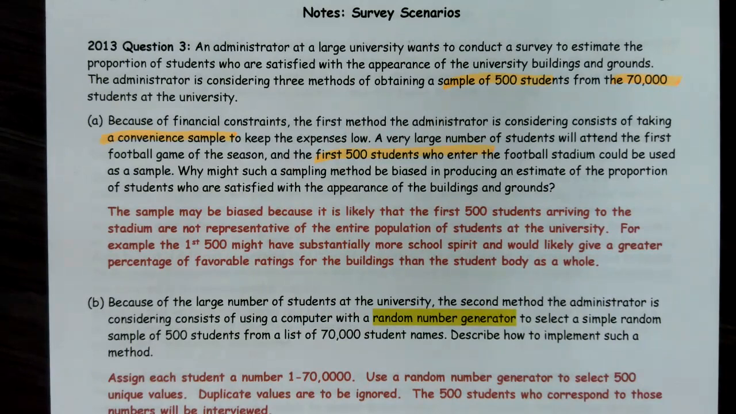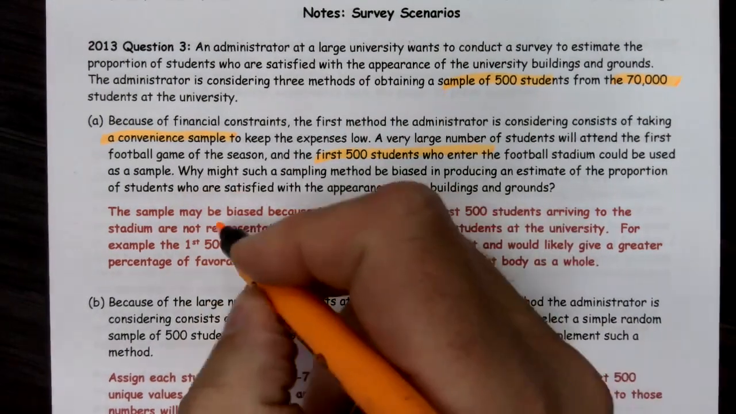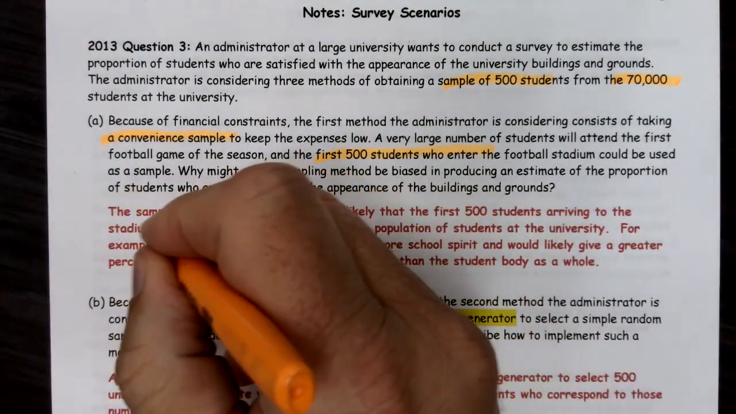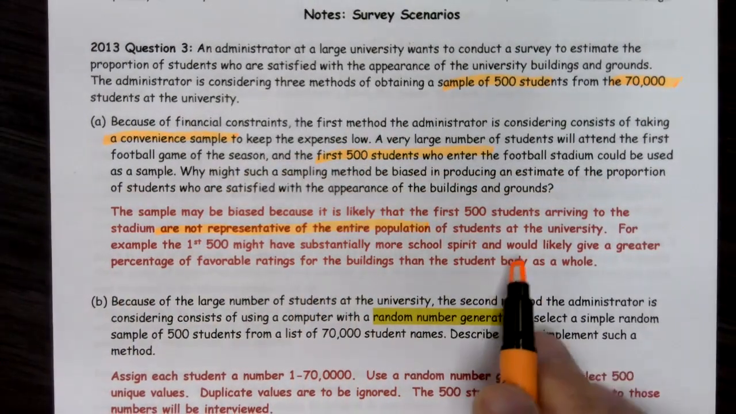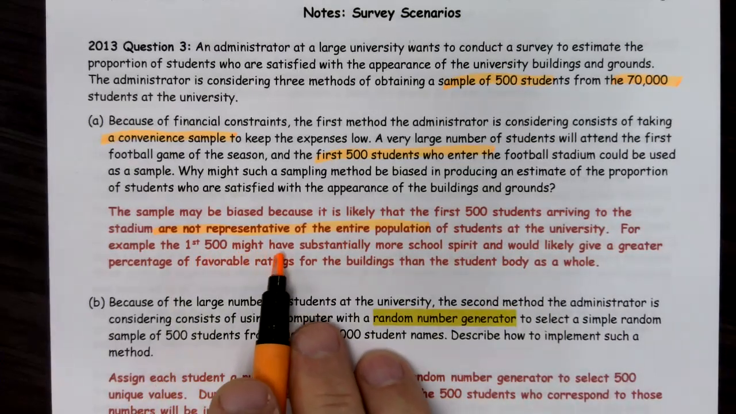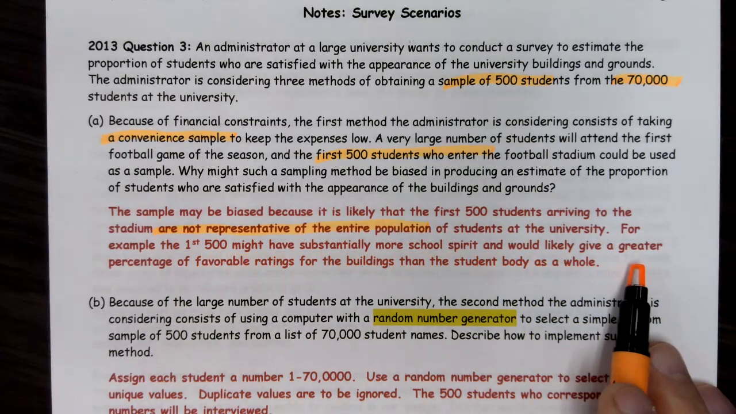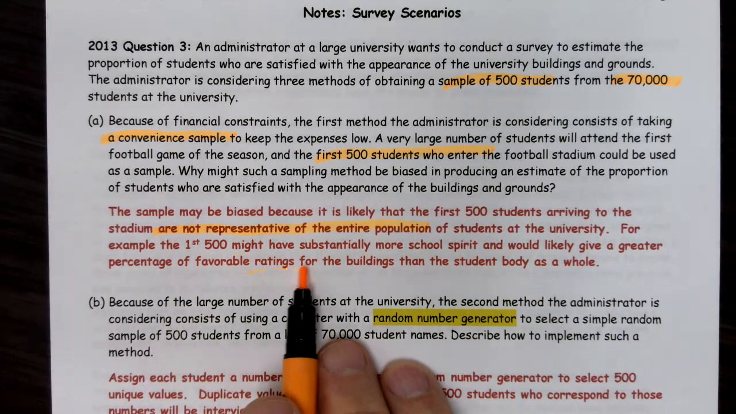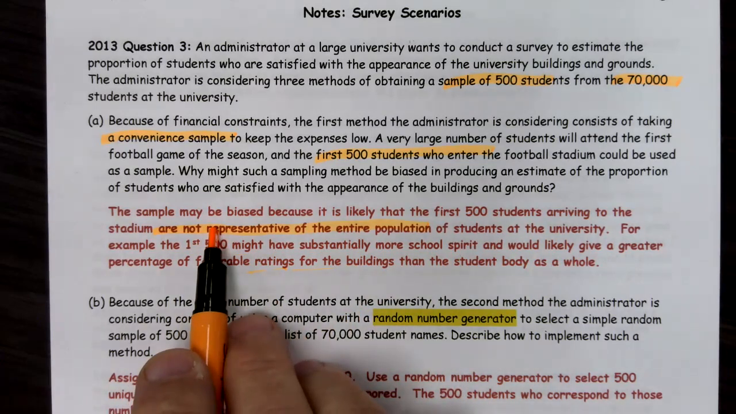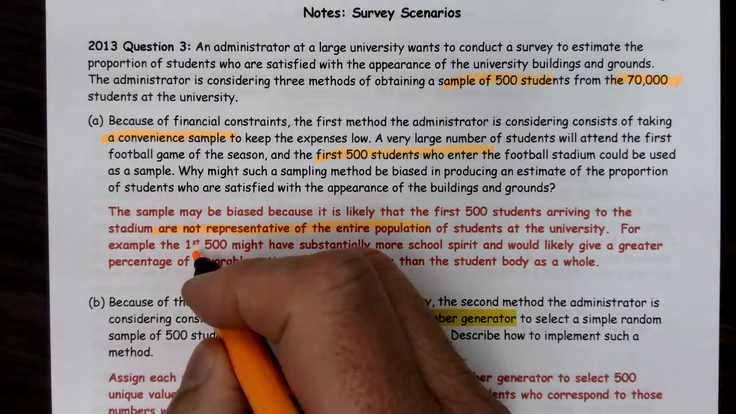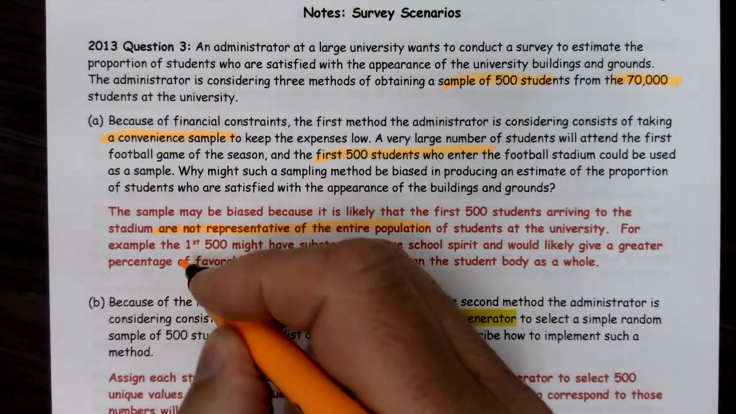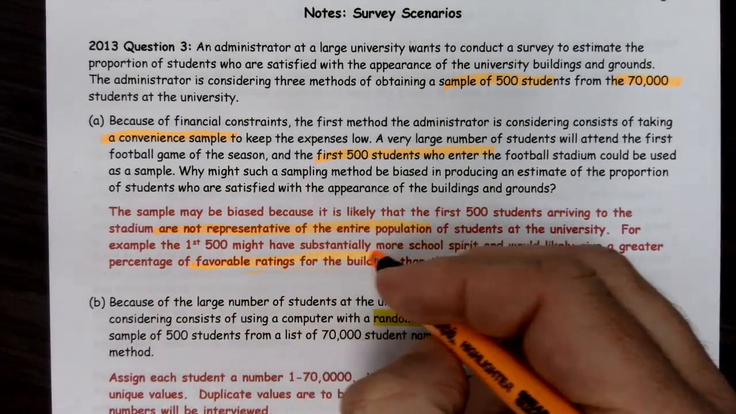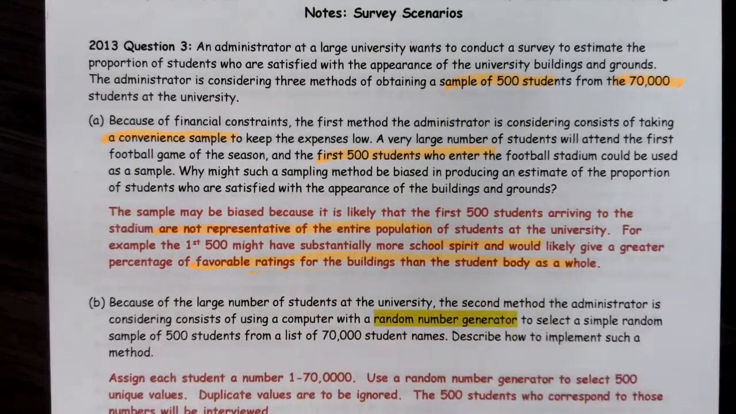The sample may be biased because it's likely the first 500 students arriving to the stadium are not representative of the entire population. So we need to say that they're not representative, and then we need to give a reason why. For example, the first 500 might have substantially more school spirit and would likely give a greater percentage of favorable ratings than the student body as a whole. So we need to say that they're not going to be representative of the entire population, and we need to give some reasonable reason why. And we're going to say, hey, they have a lot of school spirit.